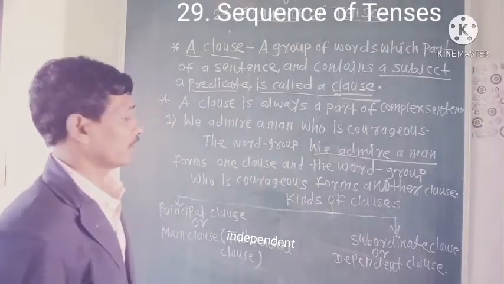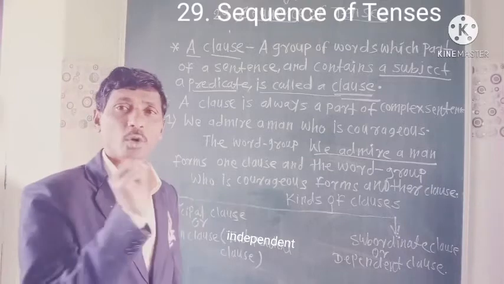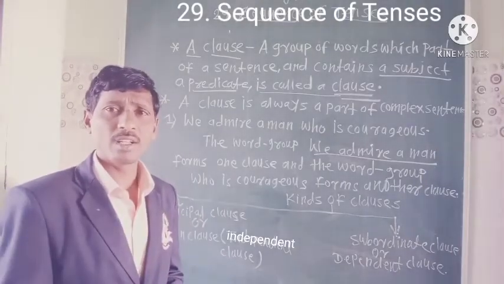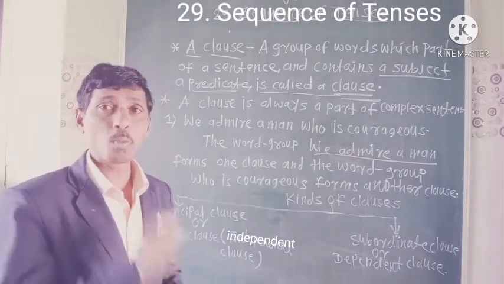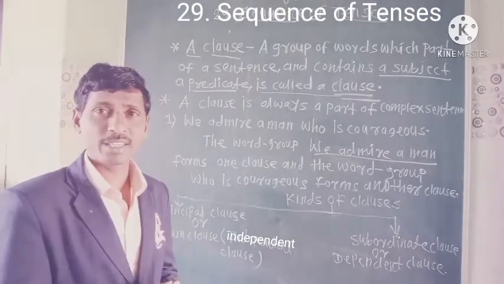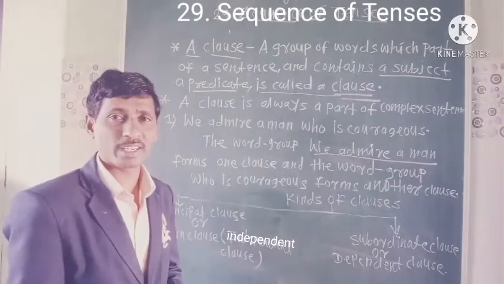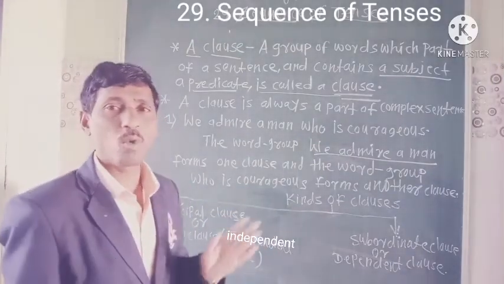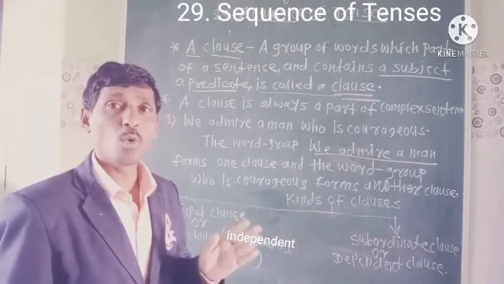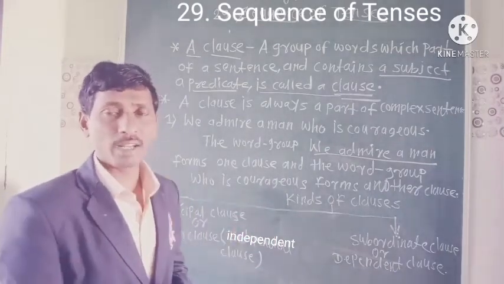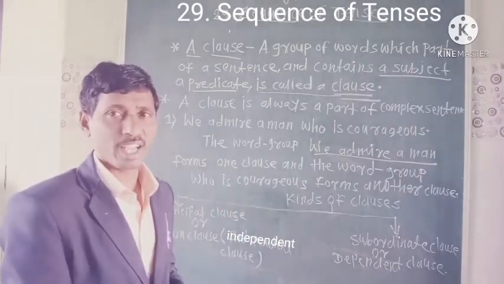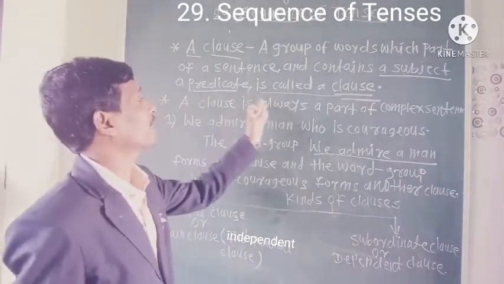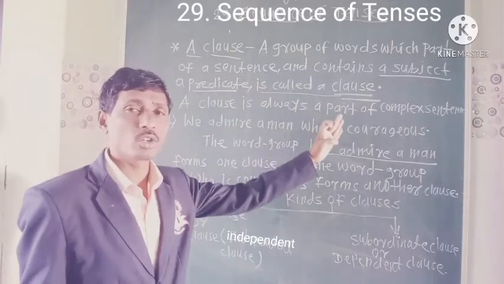For example, Mohan reads well. This is one example. In this sentence, Mohan is the subject and the remaining part is the predicate. Reads well is the predicate, and Mohan is the subject. So subject and predicate together are called a clause.